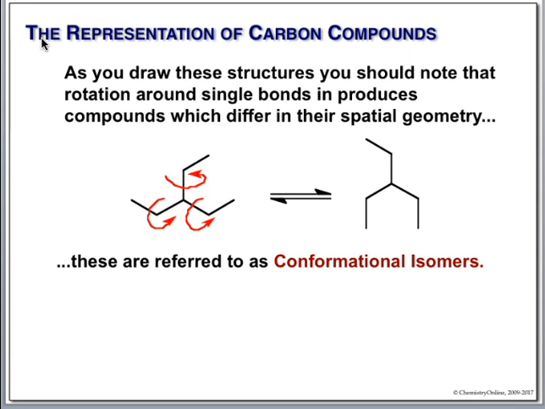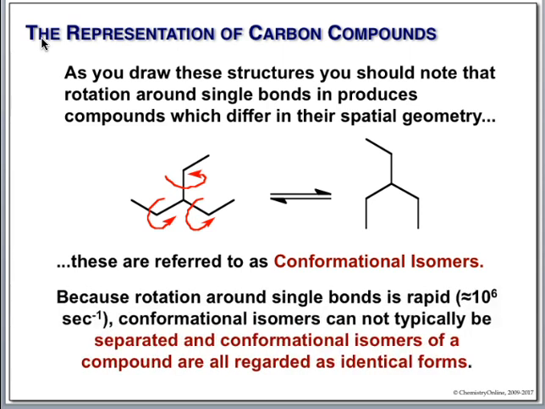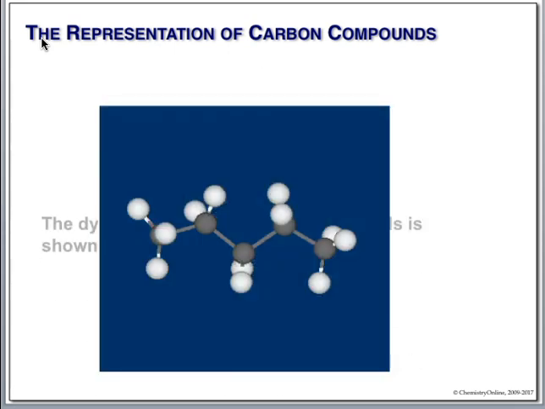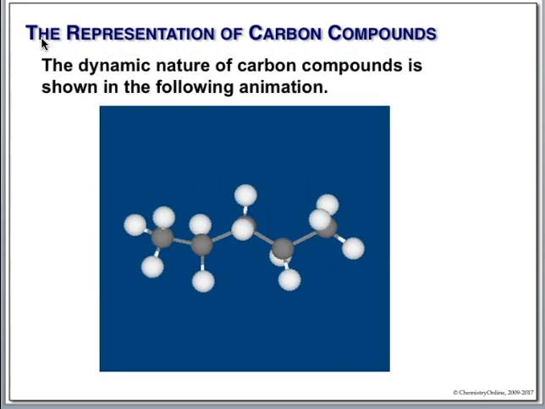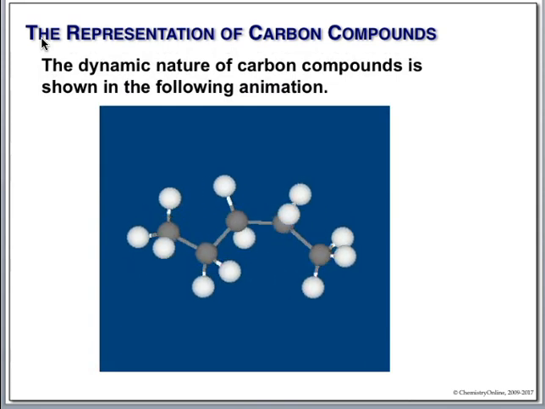They're called conformational isomers. Exactly the same compound, they're just in a slightly different conformation. Now to show this, I made this little movie. It's called a hyperactive pentane. This is a computer animation of a 5-carbon straight chain as it just bounces around and does various things. Hopefully this will give you the idea that these things are just incredibly dynamic.